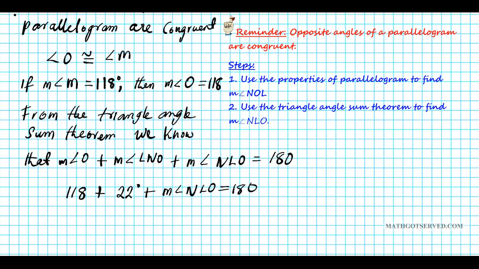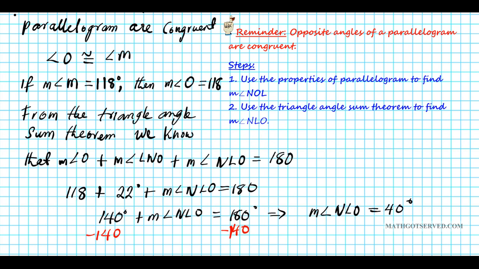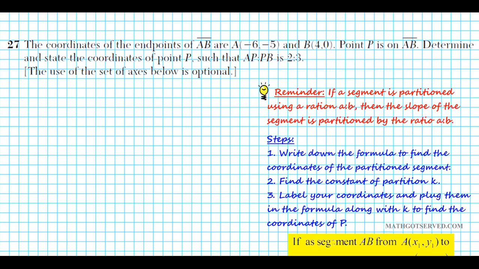Okay, so let's get this by itself. Combine these two together, we have 140 degrees plus the measure of angle NLO is equal to 180 degrees. Subtract 140 from both sides. And then you get the measure of angle NLO is equal to 40 degrees. Okay? So that's that.